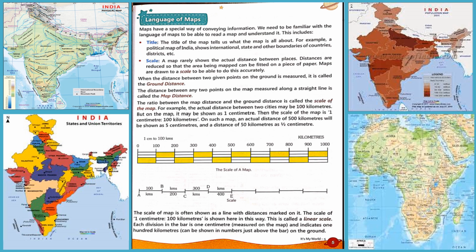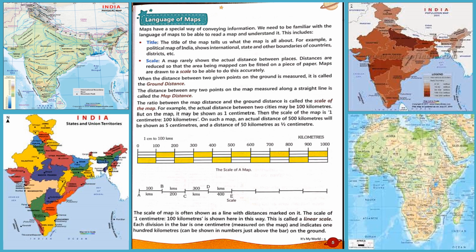The scale of a map indicates the relationship between distance shown on the map and the actual distance on the ground. Ground distance means when the distance between two given points on the ground is measured, it is called ground distance. Then map distance means what?